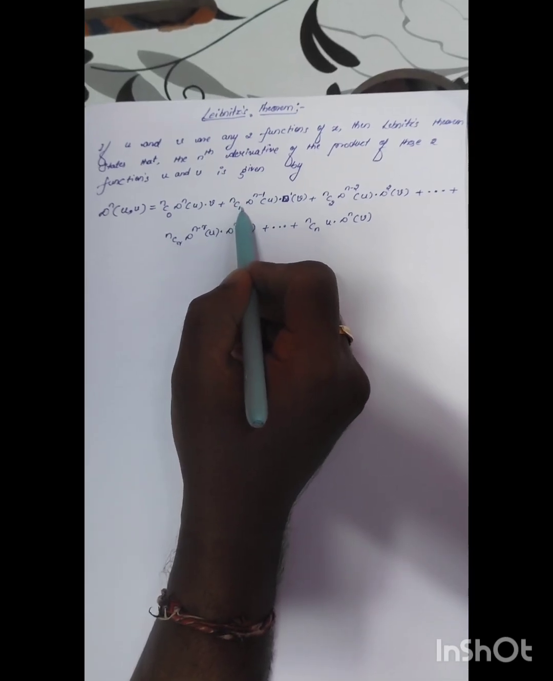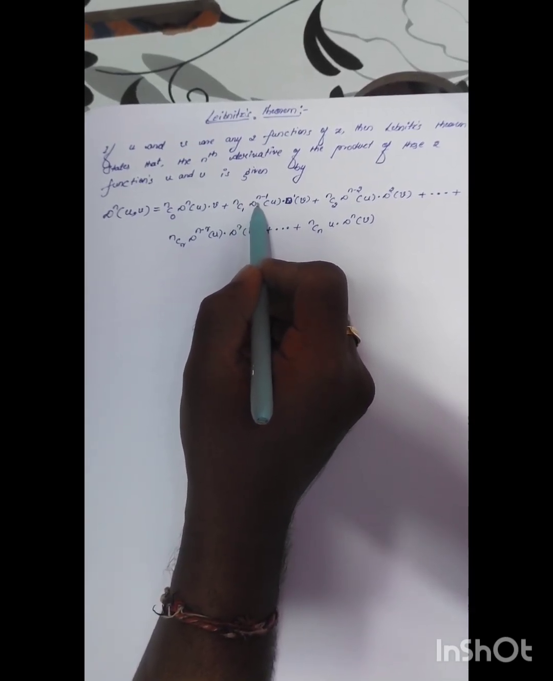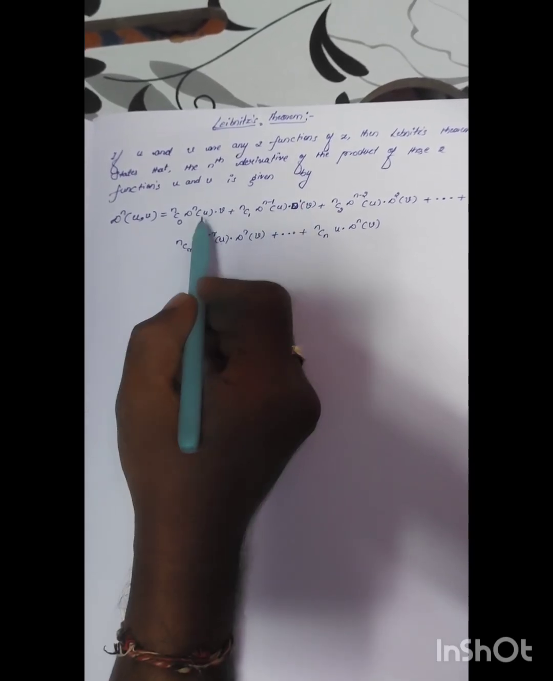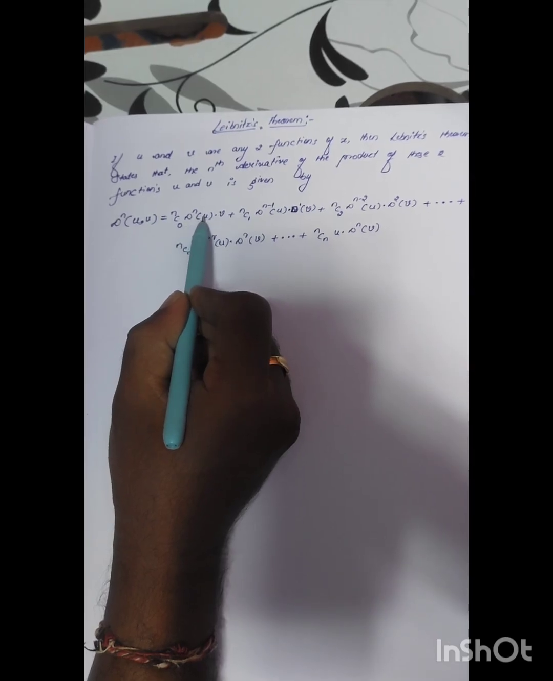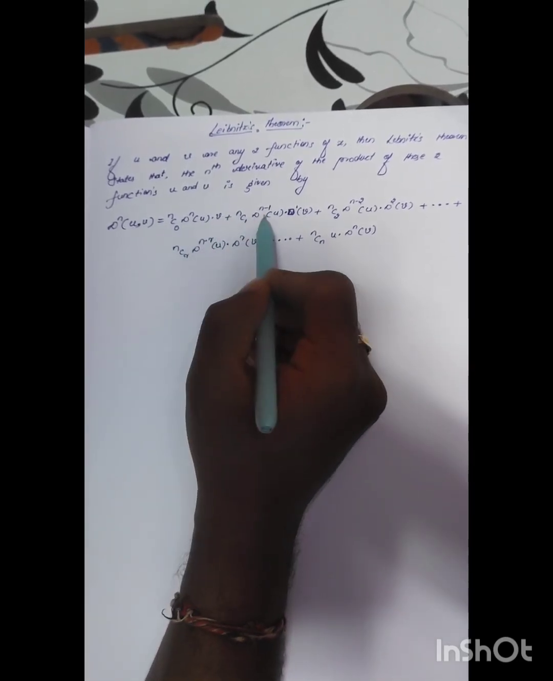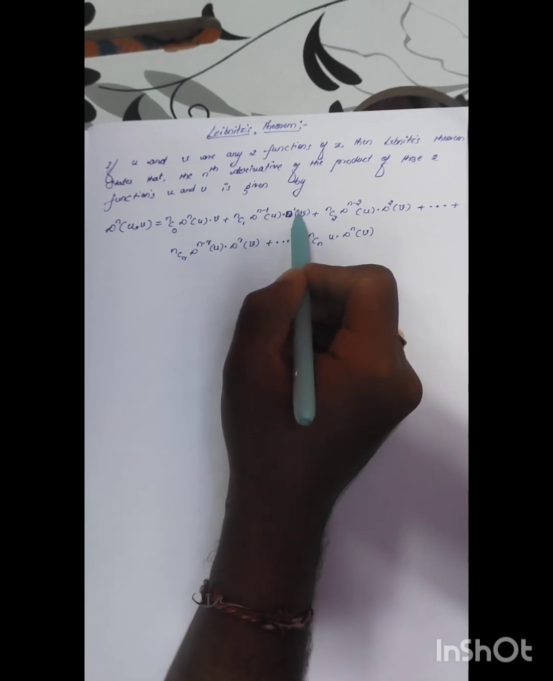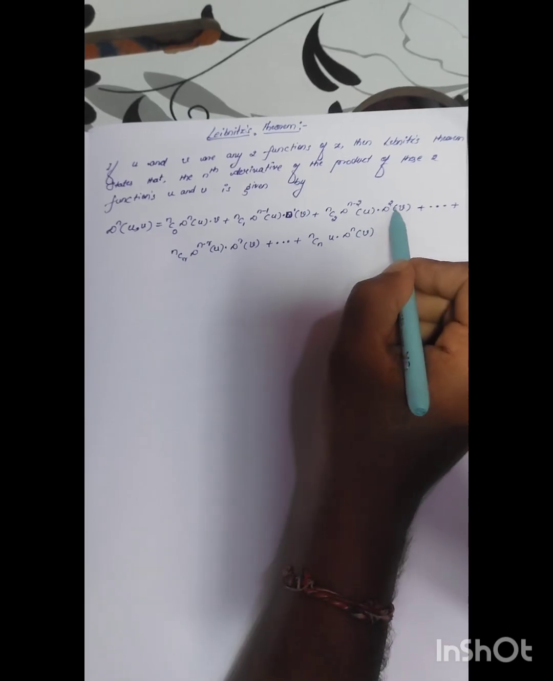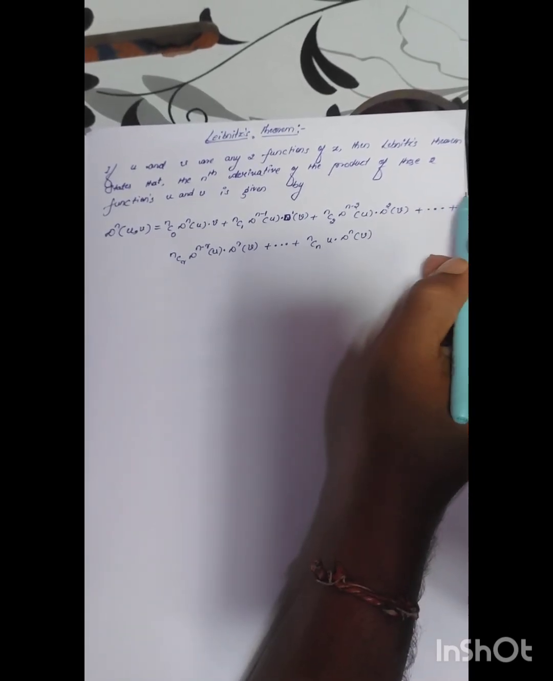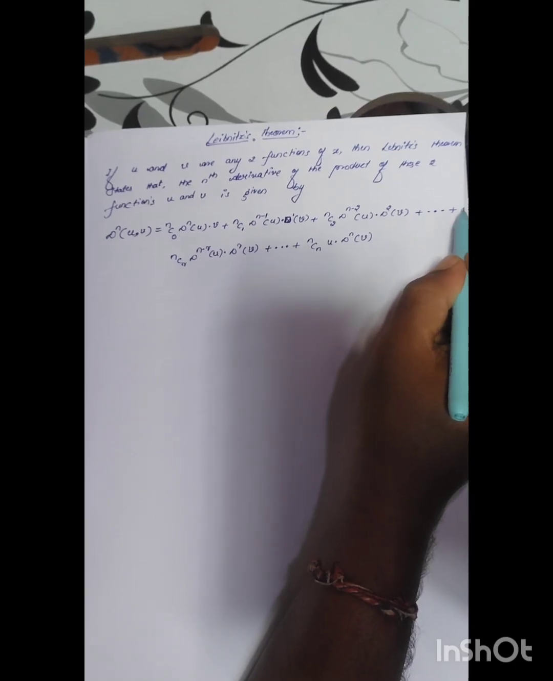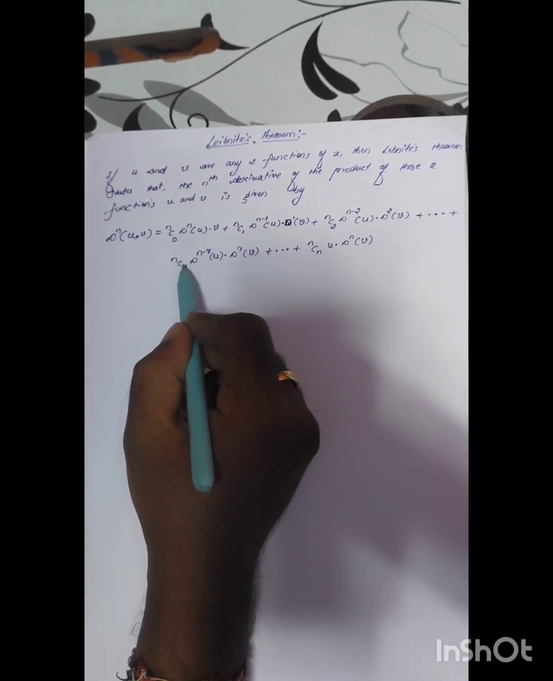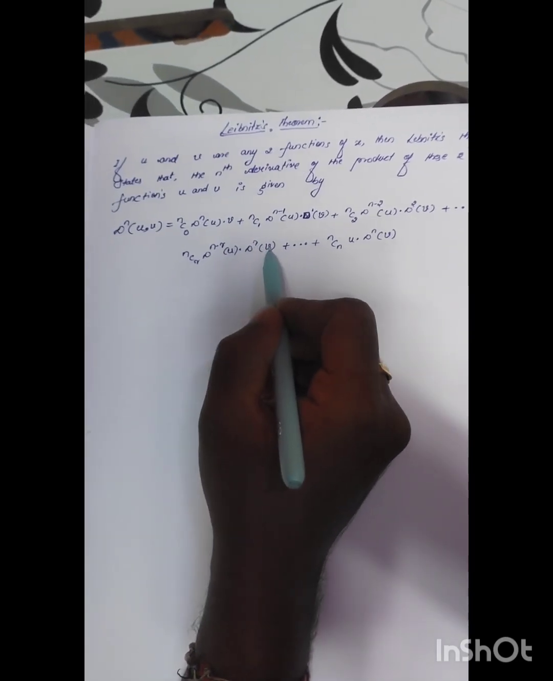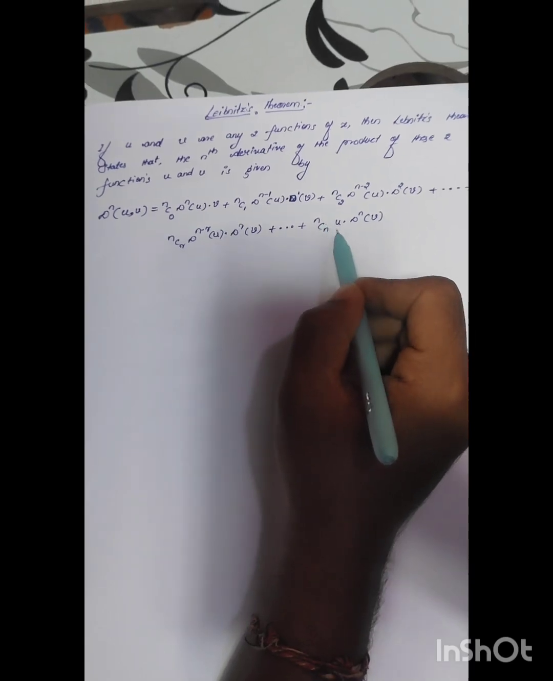The second term is nC1, so we subtract 1 from the order of the first function's derivative and add 1 to the second function's, which means nC1 times the (n minus 1)th derivative of u and the first derivative of v, and nC2 times the (n minus 2)th derivative of u and the second derivative of v, and so on. Then the (n minus 3)th derivative of the first function and third derivative of the second function, and so on. For any arbitrary r, nCr times the (n minus r)th derivative of u and the rth derivative of v, and so on. The last term will be nCn, that is for the nth derivative.